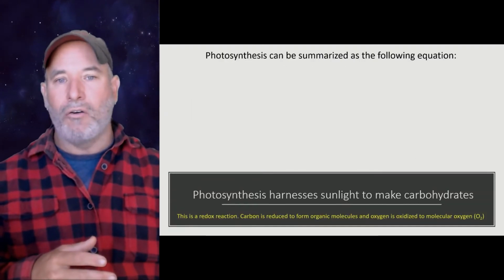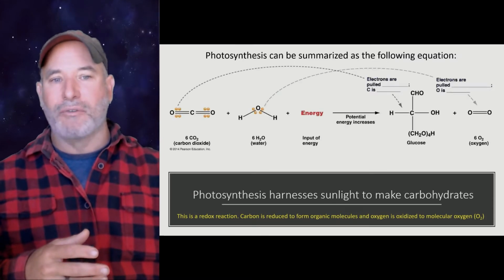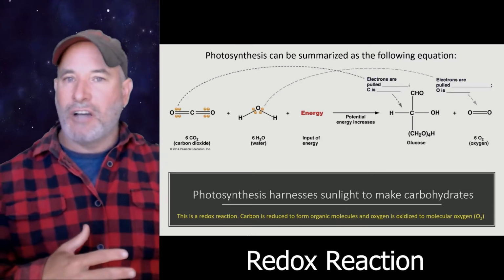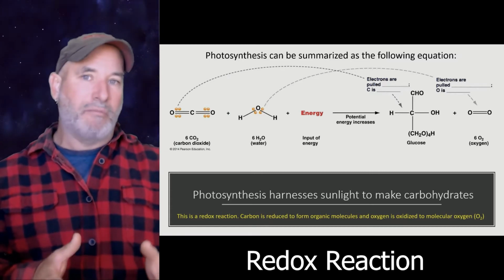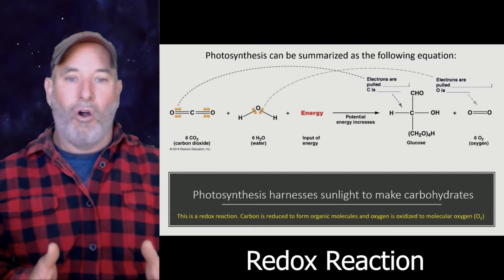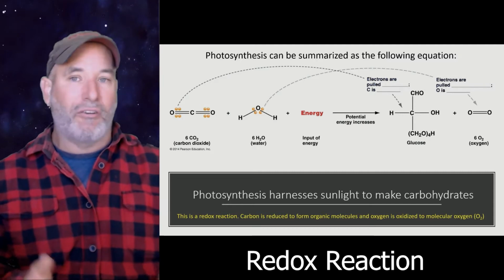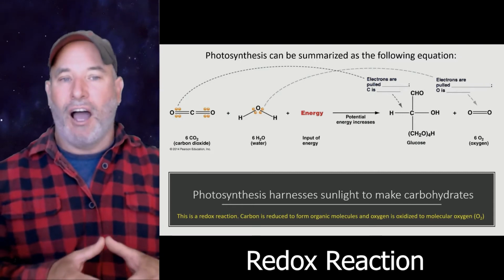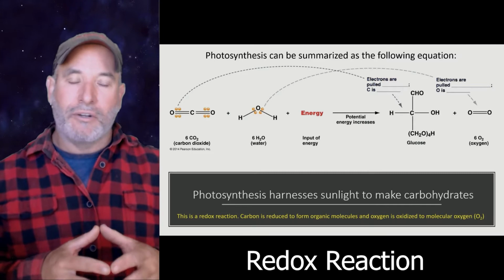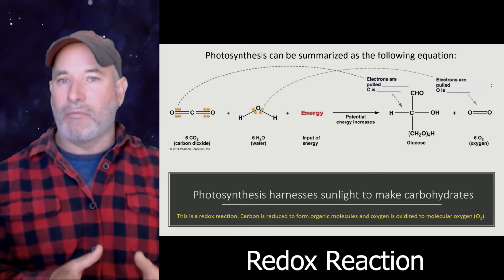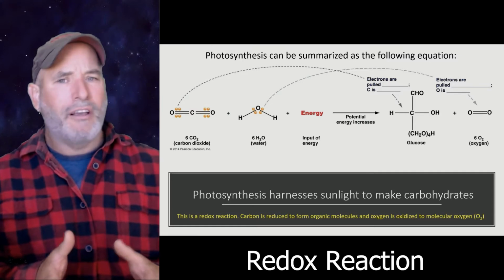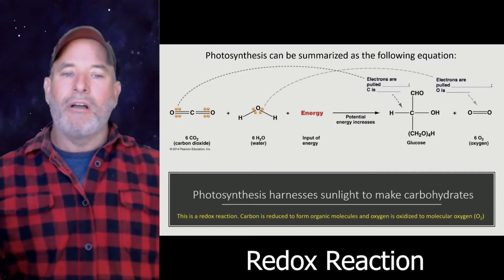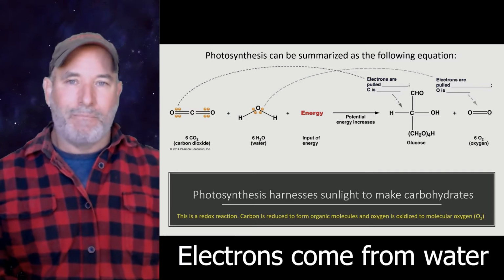Now, we know that this is a redox reaction: reduction, oxidation. We're going to take carbon dioxide out of the atmosphere, and that's a very oxidized form. If you notice, the electrons are away from carbon, they're closer to the oxygen. So we are going to reduce carbon into an organic molecule, and that means we need a source of electrons. So where would they come from? Well, if you remember, they come from water.